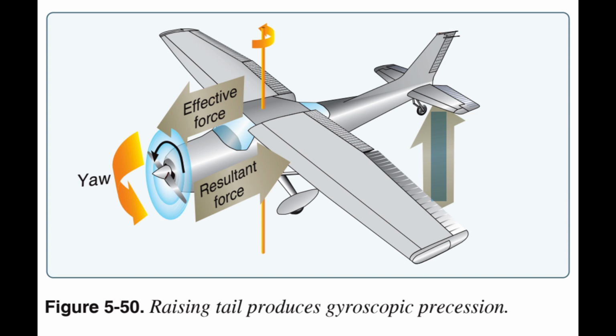However, precession, or gyroscopic action, occurs when a force is applied to any point on the rim of the propeller's plane of rotation. The resultant force will still be 90 degrees from the point of application in the direction of rotation.